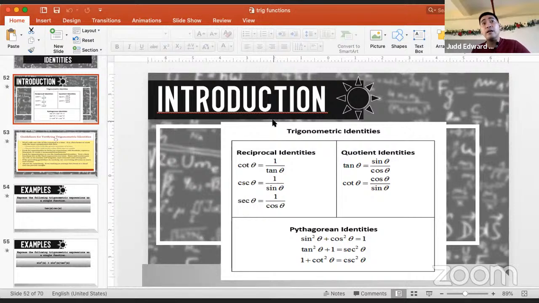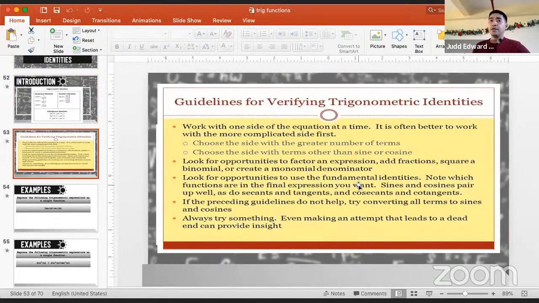Siguro you could do it for checking. In this case, mas maganda na gamitin natin isa muna para hindi tayo malito at para mas accurate and precise yung magiging answer natin. So these are the steps or our guide for us to verify trigonometric identities. Okay, ito yung mga kailangan nating tandaan. Work with one side of the equation at a time. It is often better to work with more complicated side first.